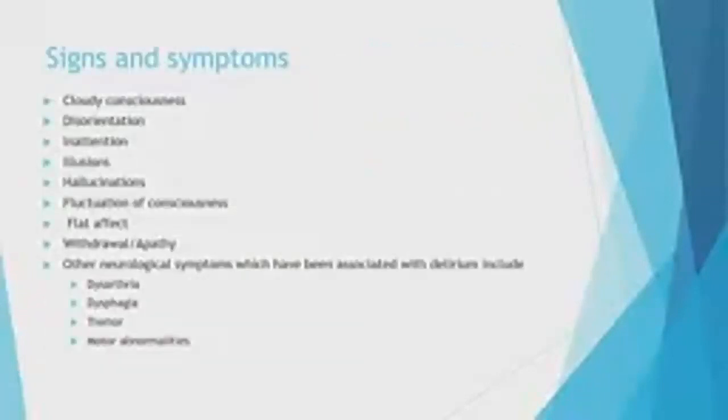Okay, the clicker. Okay, signs and symptoms, just briefly. These patients usually have cloudiness of consciousness, disorientation, inattention, illusions, they're confused, climbing out of bed, hallucinations, fluctuations of consciousness like we talked about a little bit. Some have just a depressive state, like flat affect, apathy, they're withdrawn, they're not participating in any activities. And then other neurological symptoms that have been associated include some dysphagia, tremors, motor abnormalities.